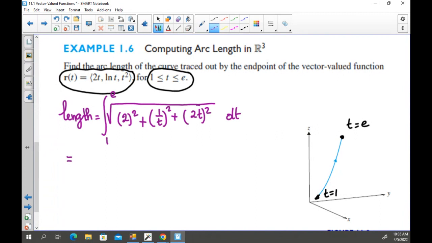Without calculus, by the way, there is no way we can calculate this length. It's not something you can measure. So you really need to use this formula. So let's try and calculate this. Sometimes it's not easy to calculate this integral, but in this case, we can do it. There are no big issues. The first thing we need to do is to simplify the inside. So it's going to give us 4 plus 1 over t squared plus 4t squared dt. Yeah, like this.